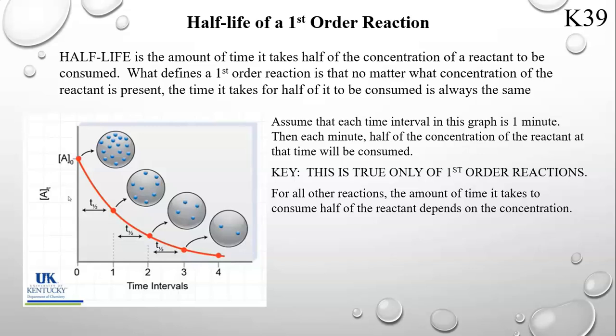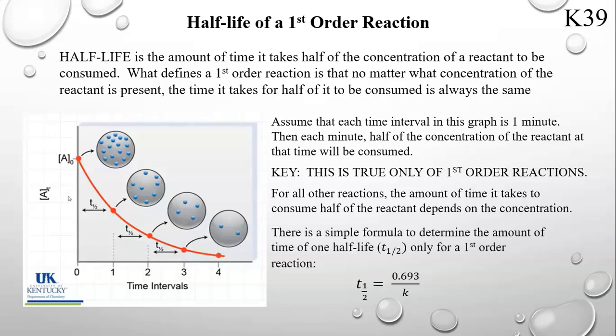From 2 to 3, it went down by half of 25, or 12.5. And from 3 to 4, it went down by half of 12.5, or 6.25. So every even time interval, in this case 1 minute, it's going to go down by half of what the current concentration is. And that's true only of a first order reaction.